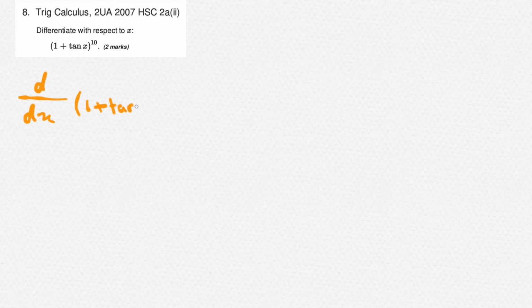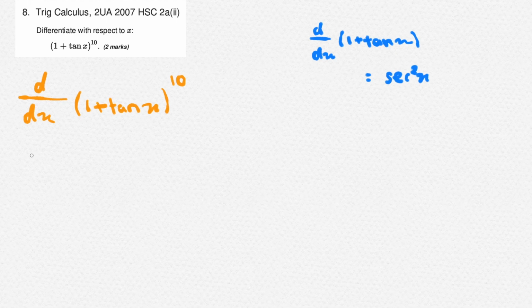Now, what is the derivative of 1 plus tan x? You must always remember this rule. The derivative of tan x is always going to be sec squared x. The derivative of any constant will always be 0. Looking at what we are deriving, which is 1 plus tan x, we have a constant of 1, so we can simply ignore this. Therefore, by differentiating 1 plus tan x, we get sec squared x.